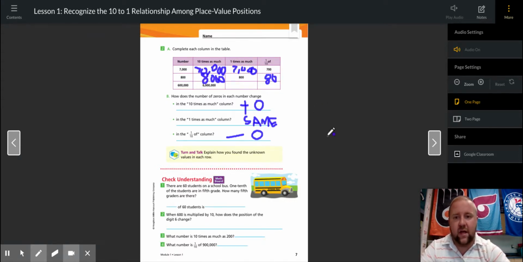That's probably the biggest thing I want you to understand in this lesson, guys. 10 times the value, you add a 0. 1/10 the value, you take away a 0. If it was 100 times the value, you would add 2 zeros. And if it was 1/100th of the value, you would lose 2 zeros.